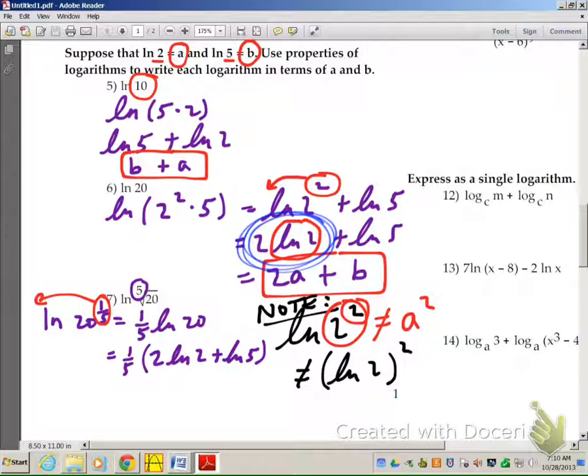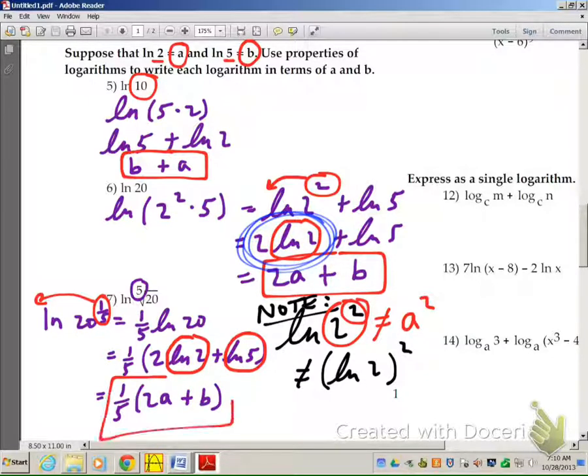Okay, and again, once we get the ln of 2 all by itself and the ln of 5 all by itself, we can go ahead and substitute in the values of a and b. So we have 1/5 multiplied by the quantity 2 times a plus b. And we're done. That's it. So that's the left half of this page in less than 12 minutes. So we're going to do one more video, hopefully, and finish up the rest of these notes, and then you guys can do some practice problems online. Okay?